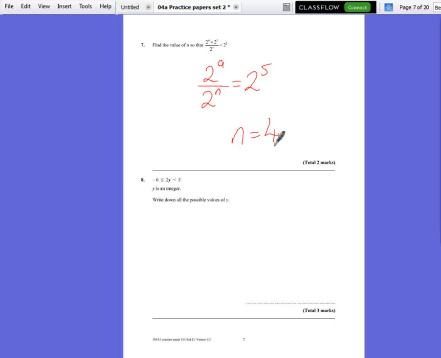It says minus 6 is less than or equal to 2y, which is less than 5. y is an integer, that means a whole number. Write down all the possible values of y. Well, this currently tells us the values of 2y, so we want to divide that by 2. So we can rewrite that as this. It then says the integer value, so it can be greater than or equal to minus 3. So we can have minus 3, minus 2, minus 1, 0, 1 and 2, because it must be less than 2.5 and it's an integer.